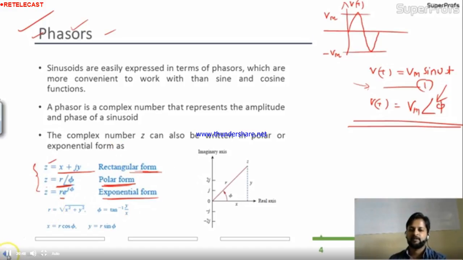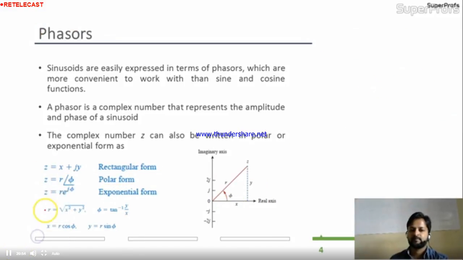Now see the conversion. First come to this. If z is x plus iy, this is the rectangular form of the complex number. You can write the same z in the form of magnitude and angle.